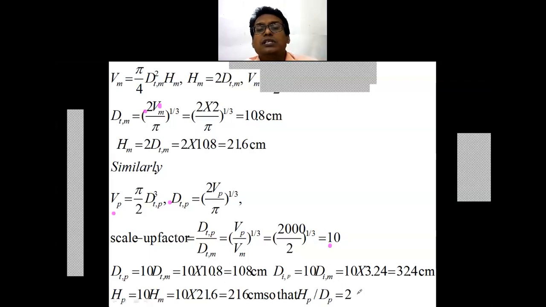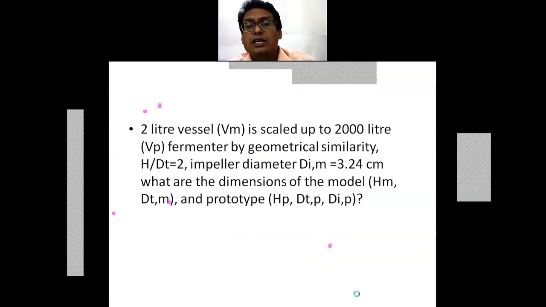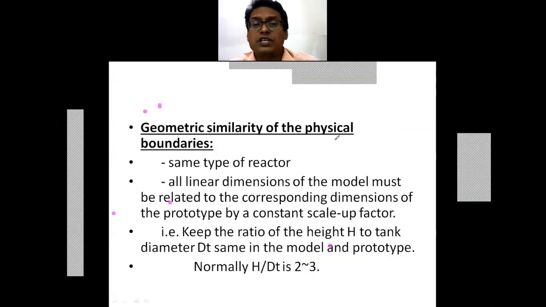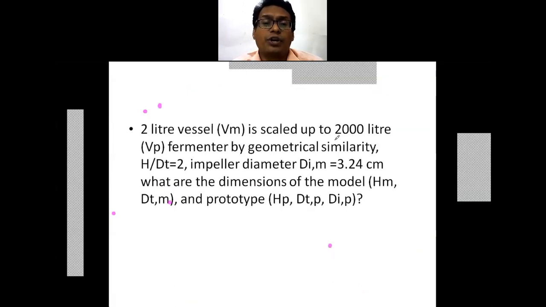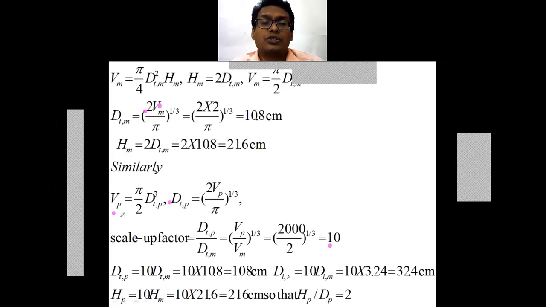So this is related to the physical similarity or the physical boundaries, scale up corresponding to the physical boundaries. So this scale up factor is dTp upon dTm, which is equal to Vp upon Vm raised to 1/3.